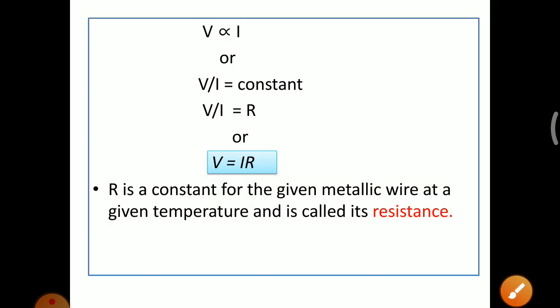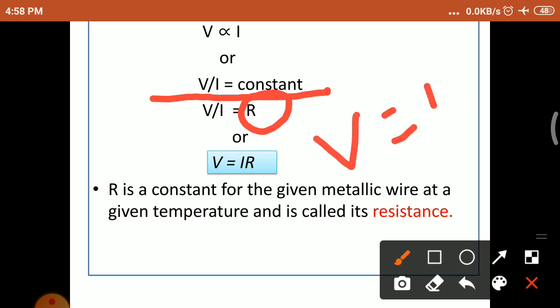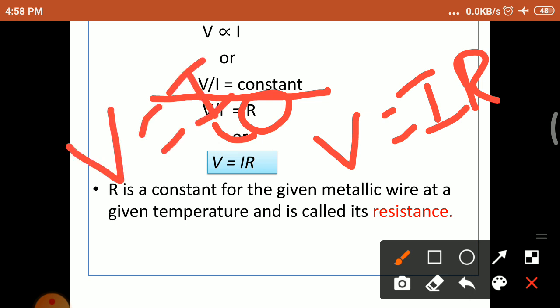So I can write V directly proportional to I, and when the I comes to this side, we can write V by I equal to constant. You know that the V by I value is always constant. This constant is represented by the letter R. So V equal to IR. Keep it in memory: Ohm's law is nothing but V equal to IR. We can easily say that V equals IR.